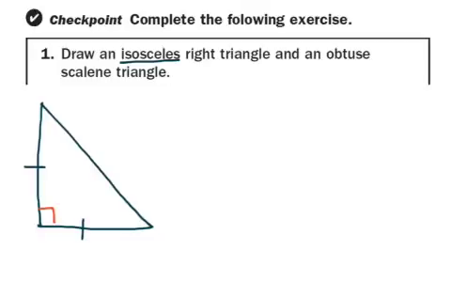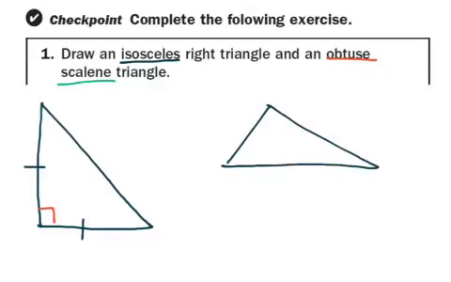Now, for our obtuse scalene triangle, obtuse means that we have one angle bigger than 90 degrees. Scalene means that we have three different side lengths. So it should look something like this. Notice all three side lengths are different and we have at least one obtuse angle greater than 90 degrees.